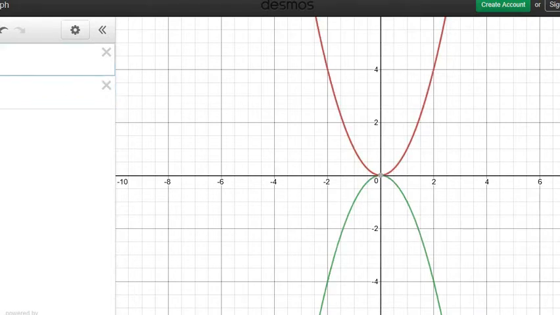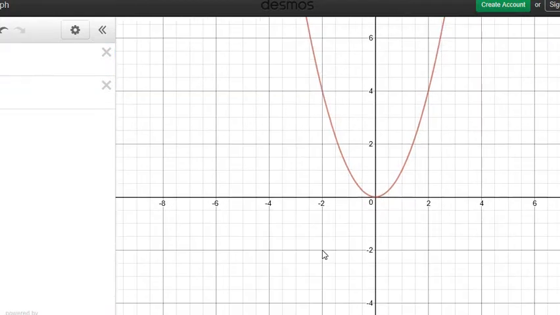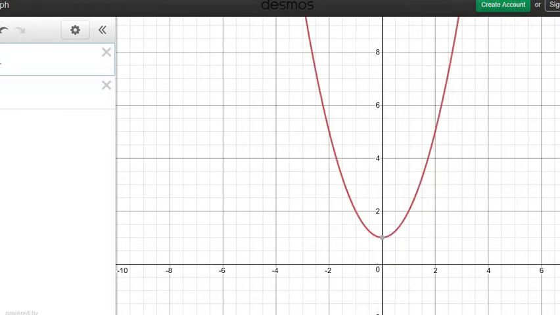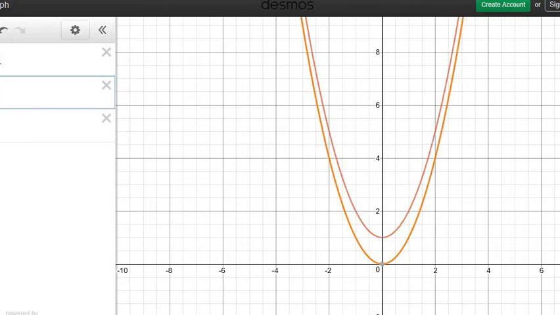All right, what happens when we add 1? Let's go back and move this down a little bit. Let's look at y is equal to x squared. When we add 1, look what happened. The graph got shifted upwards. The orange was our original, y is equal to x squared. We added 1. What happened? It got shifted upward 1 unit.